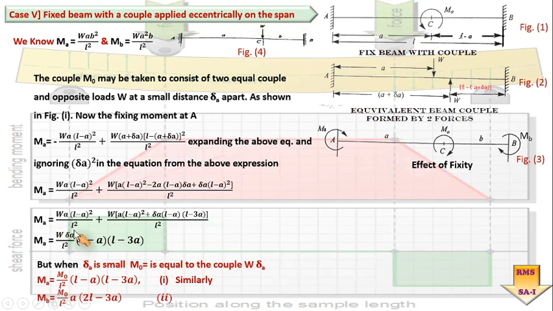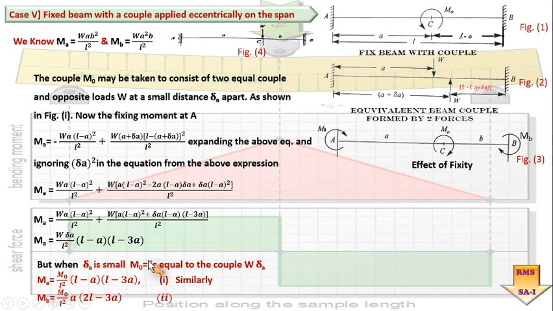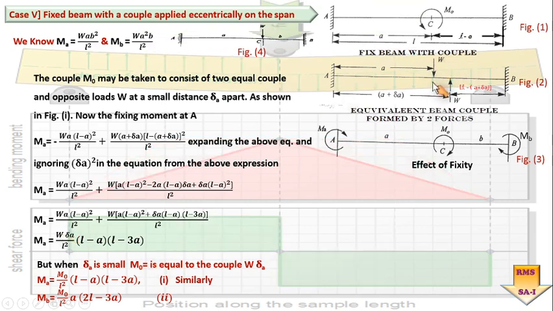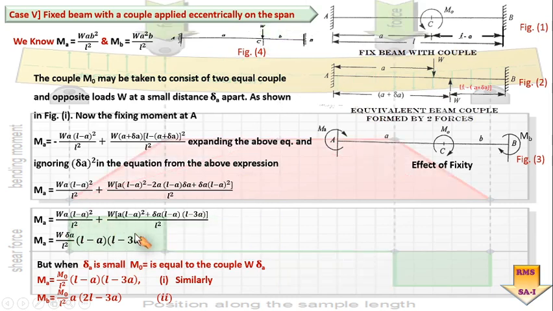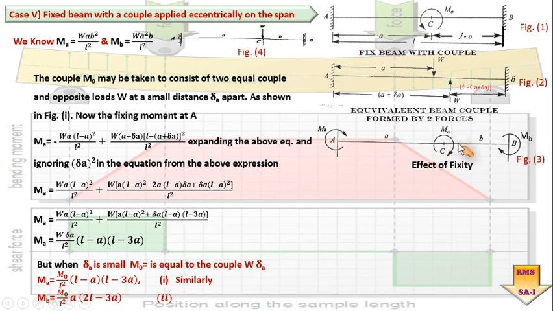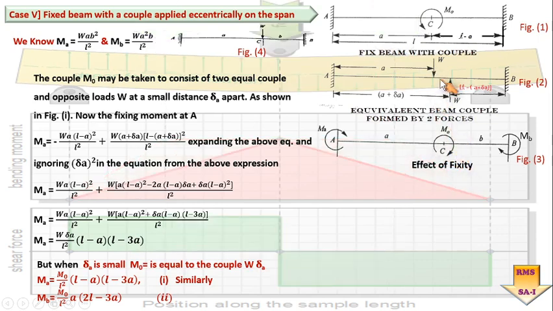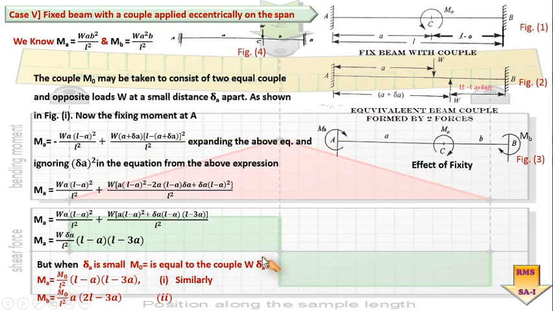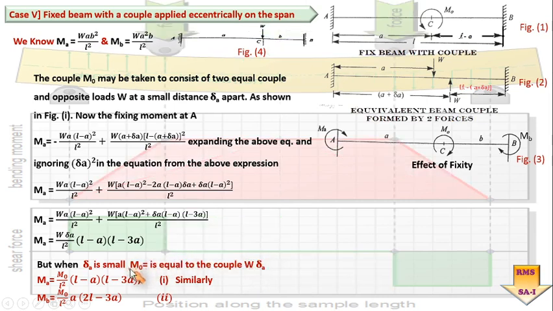Now what about this W delta A? W is the force here and delta A is a very small distance. So ultimately these two are going to get replaced by this M0, because the distance is very small. That's why we have substituted W delta A by M0.